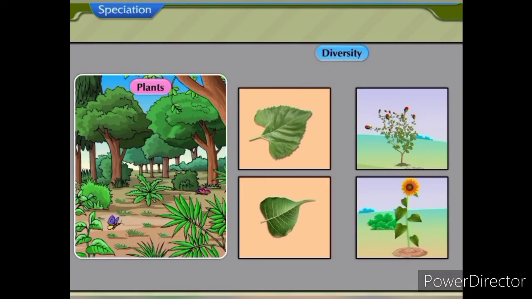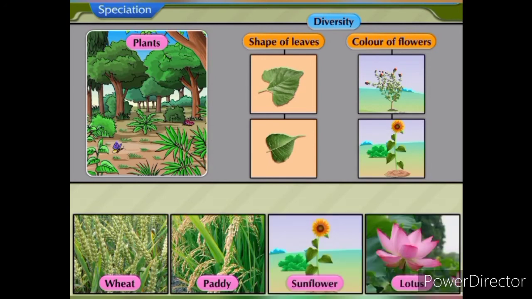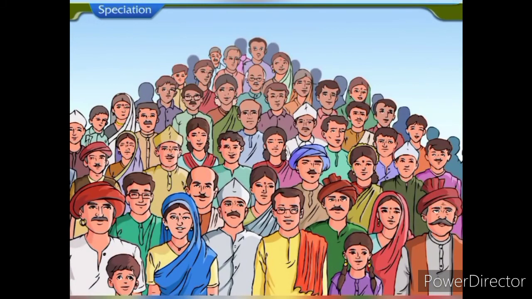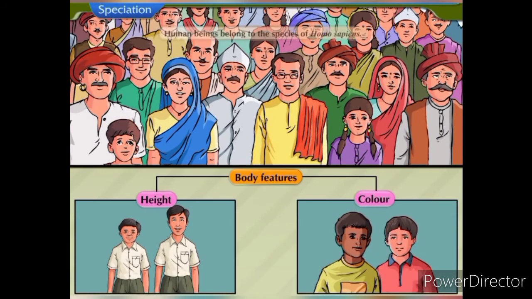In case of plants, there is a vast diversity observed with respect to the shape of leaves, color of flowers, etc. In spite of this diversity, different plants, for example, wheat, paddy, sunflower, lotus, etc., are considered to be the species of plant kingdom. In case of human beings, although there is a diversity observed with respect to body features such as height, color, etc., all human beings are said to belong to the same species of Homo sapiens.